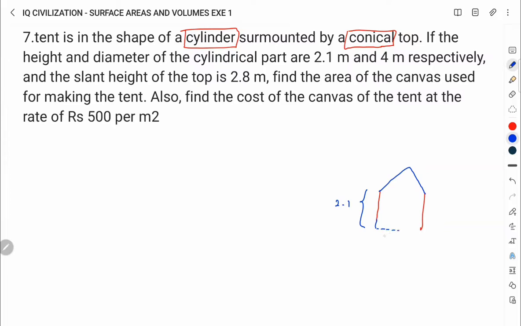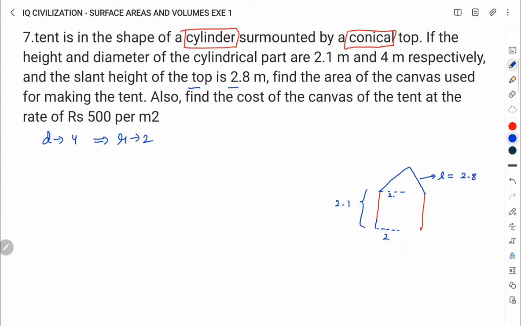Whenever the dia is given, what will I take? I will take only the radius from this. So dia is given as 4. So I will take radius as 2. Very nice. So here for this also it will be 2. Same. And the slant height of the top is given directly, instead of doing L is equal to root of r square plus h square. Very good. Now find the area of the canvas used.